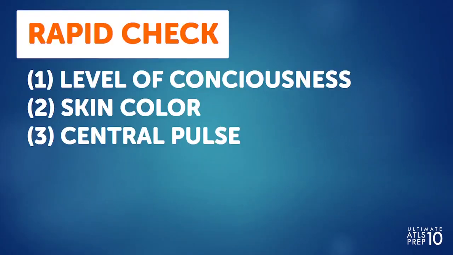Your rapid check for circulation includes these 3 components: level of consciousness, skin color, central pulse. When checking skin color, check the palms, not only on dark-skinned patients, but on all patients. Cool or blue fingertips may be your first sign of peripheral vasoconstriction. Your pulse check will often be femoral because your trauma patient will likely have a C-collar on, so you won't be able to easily get to the carotid.